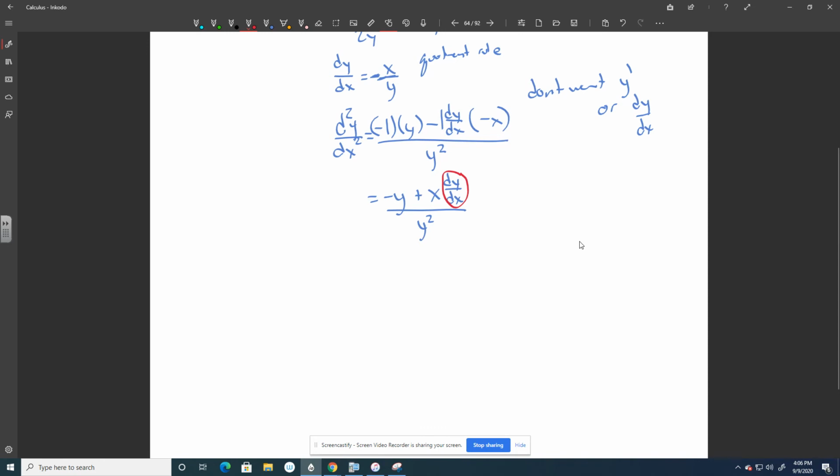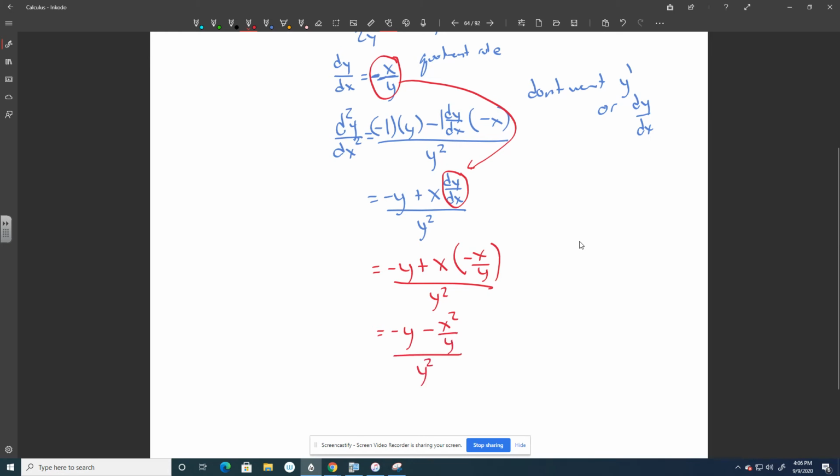Instead of a dy dx, I know that dy dx is equal to -x over y. I already figured that out. So I'm going to plug that in for my dy dx. So my equation becomes -y plus x being multiplied by -x over y, all over y squared. And now I just have to simplify. So I get -y. x times -x is going to give me a -x squared. And I still have the y on the bottom.